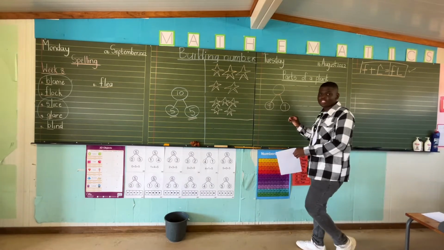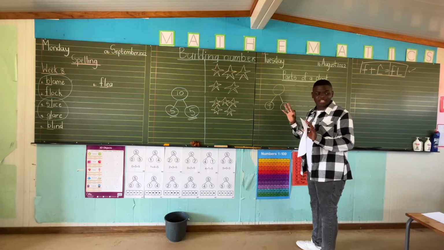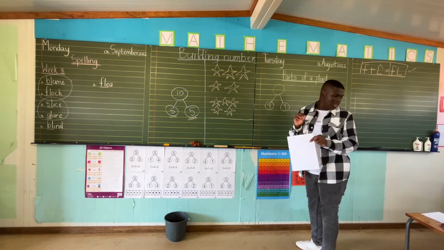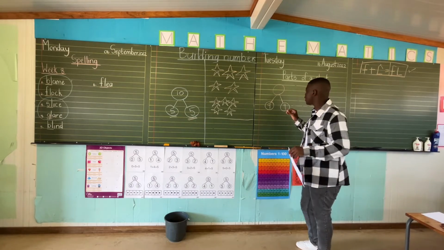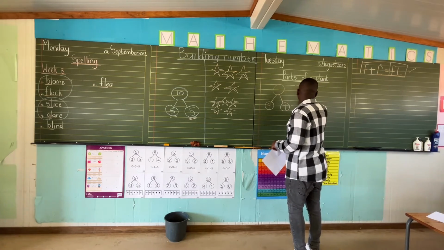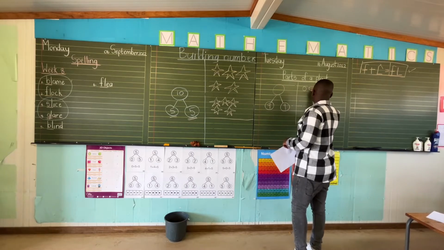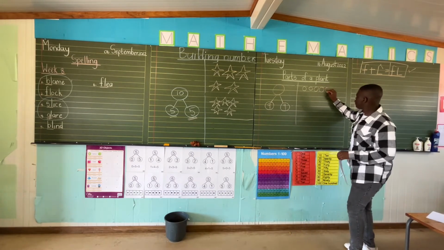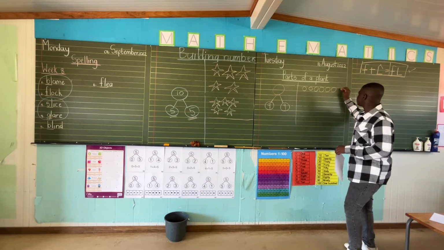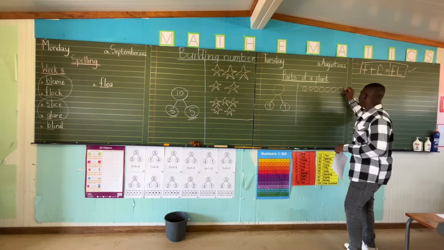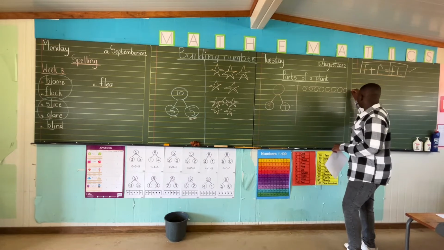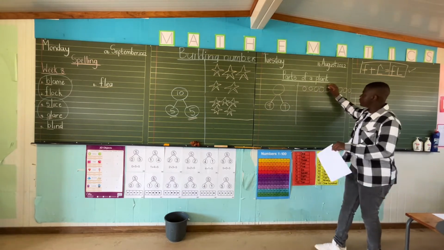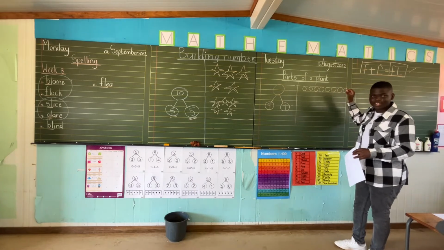Yes. So let's draw our circles. We draw 9 circles. Let's start. 1, 2, 3, 4, 5, 6, 7, 8, 9. This is our first group of circles. We have 9 circles.